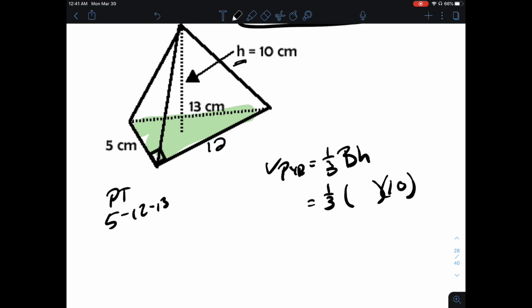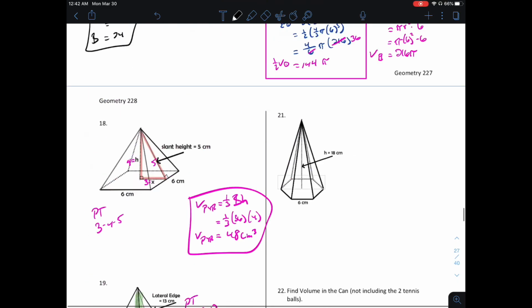So the area of the base triangle is 1/2 base times height. 5 times 12 is 60. Half of 60 is 30. A third of 30 is 10. 10 times 10 is 100. It's a lot of hundreds. Well, it's 100, so I guess it's not a lot.